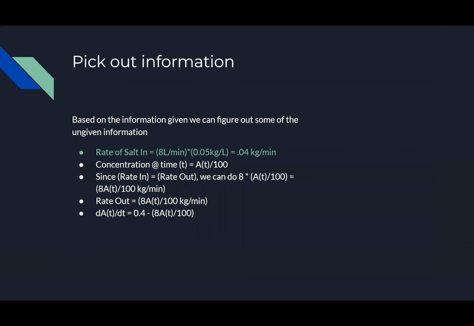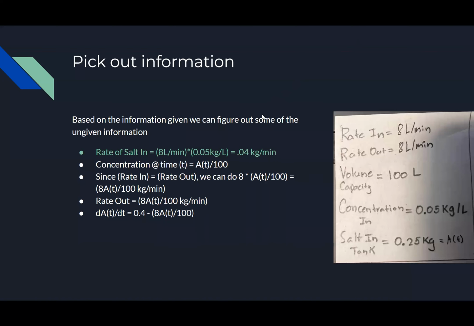So the first thing we probably want to do is pick out some information from the question. The rate in and the rate out is the same at 8 liters per minute. The total volume of the tank is 100 liters. The concentration that's going in is 0.05 kilograms per liter. And the current salt inside of the tank is 0.25 kilograms.